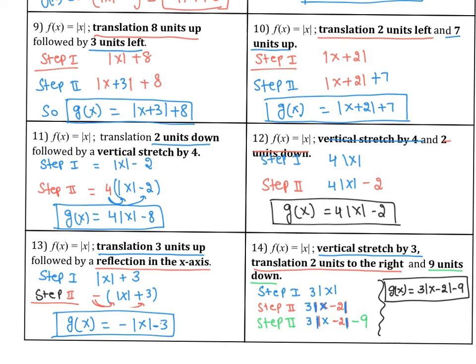So you have 3 transformations here. Vertical stretch by 3, so you're going to multiply it by 3 in the first step. Translate 2 units to the right, which means that you're going to subtract the 2 inside. The next one is 9 units down, so you're going to subtract 9 outside of the function. So this is your final answer: the vertical stretch by 3, translation 2 units to the right and 9 units down.